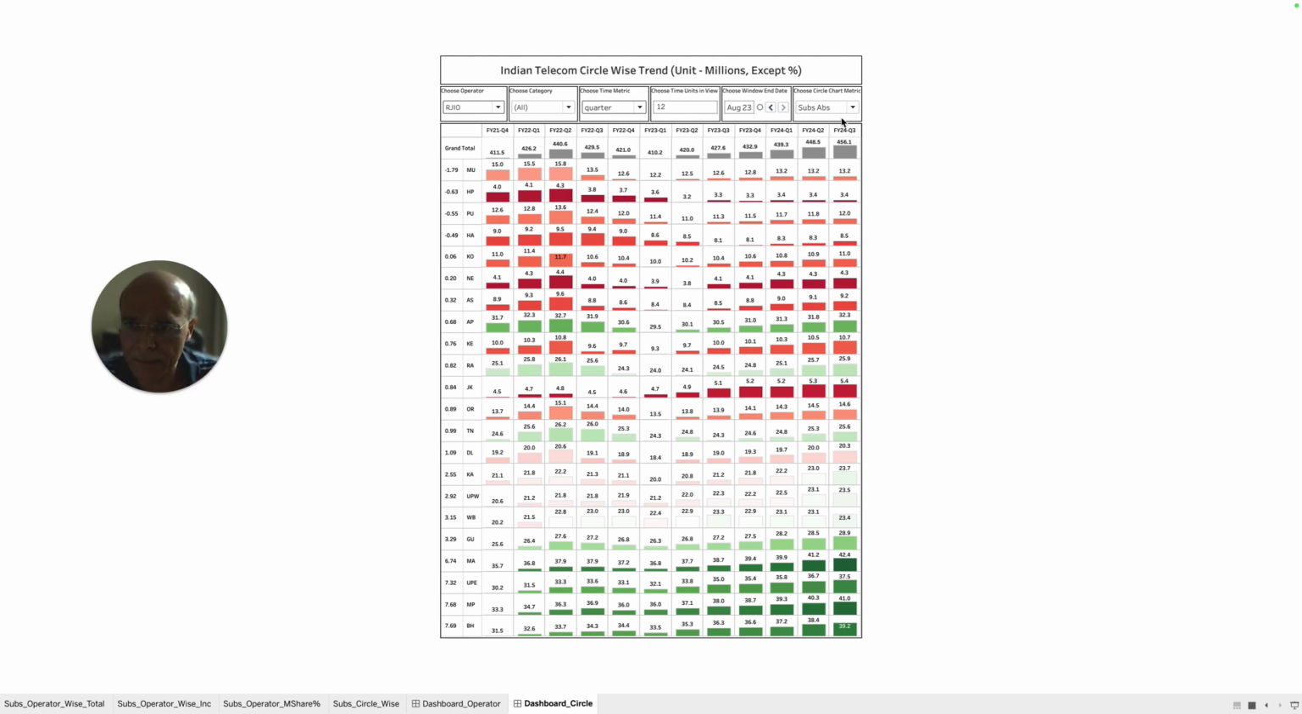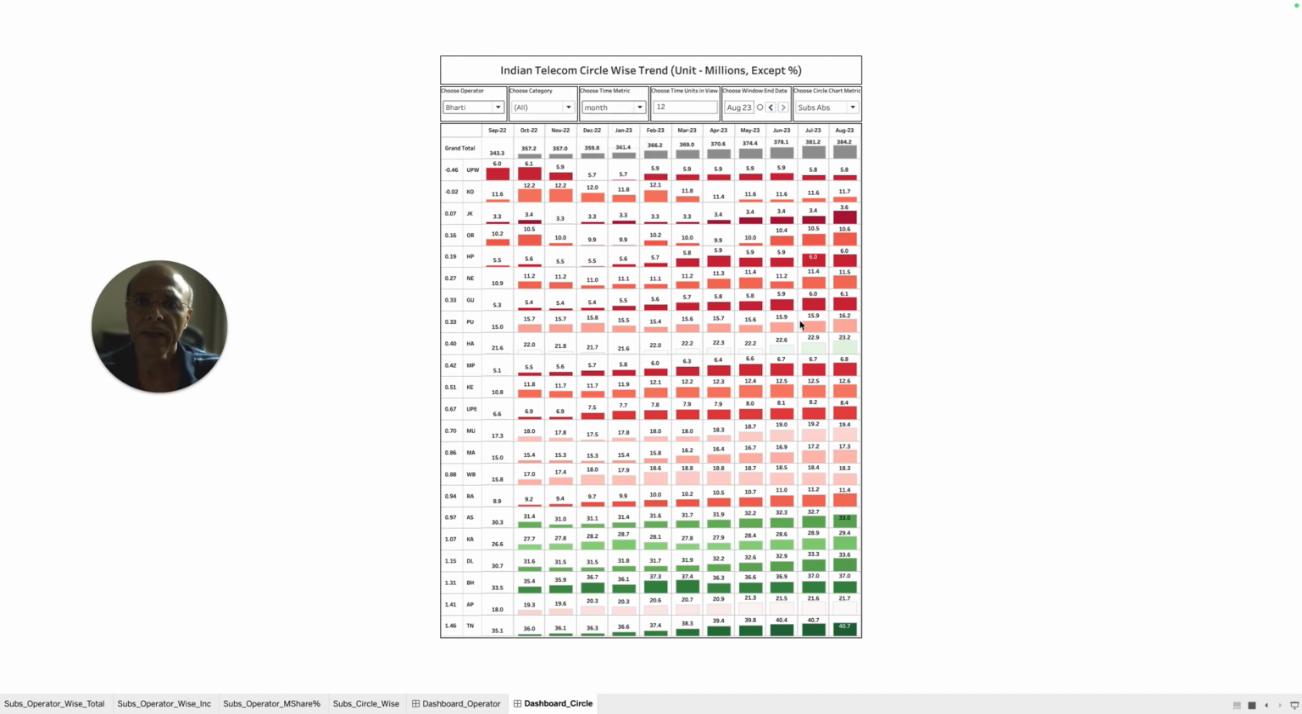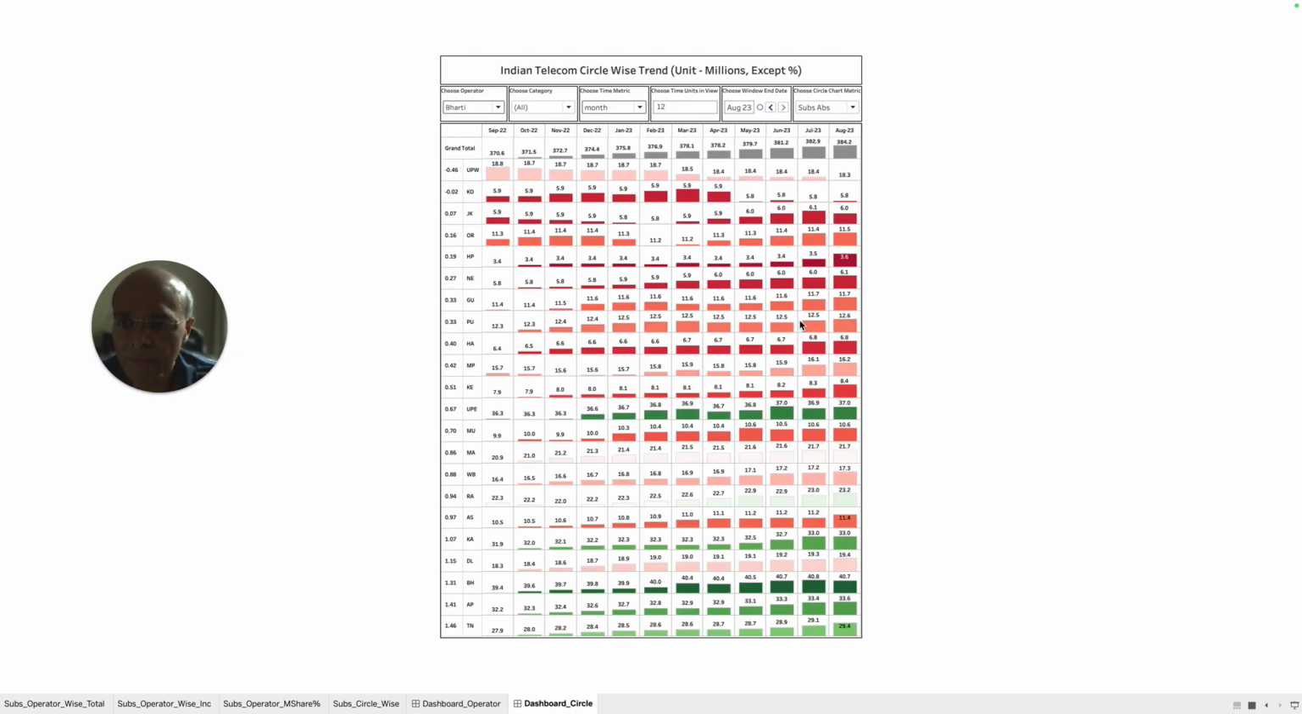And if you do a circle level analysis, you will find that interestingly, in Mumbai Reliance Jio has lost a lot of subscribers. If you zoom out and do a quarterly level analysis, you'll find that from FY21 Q4 till FY24 Q3, Reliance Jio in Mumbai has lost. Then Bharti has been losing subscribers in important markets like UP West, where it is facing a lot of attack from Jio. Both Vodafone and BSNL are losing market share in all the important markets. So their situation is dismal.